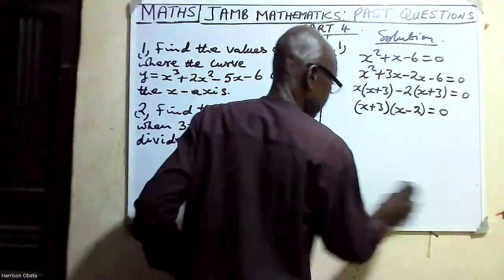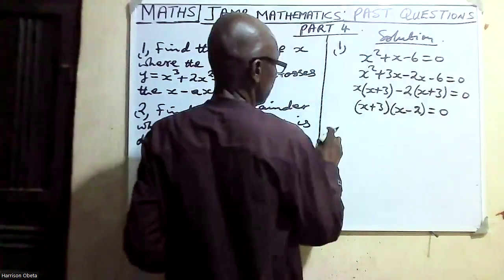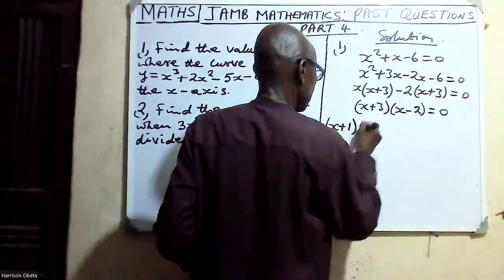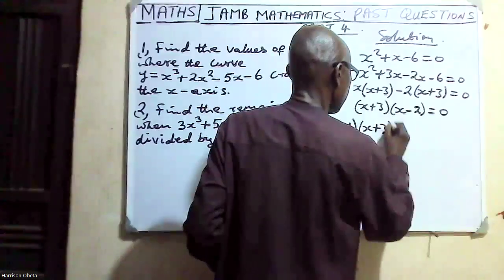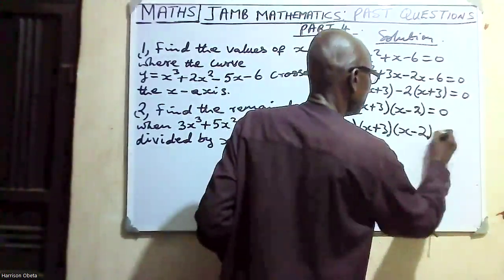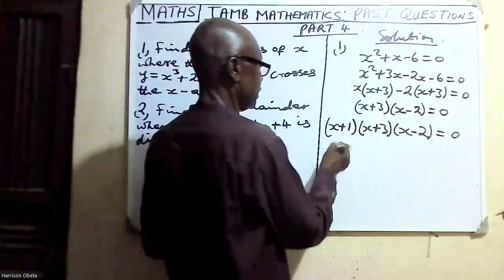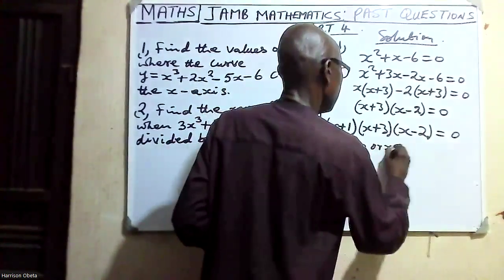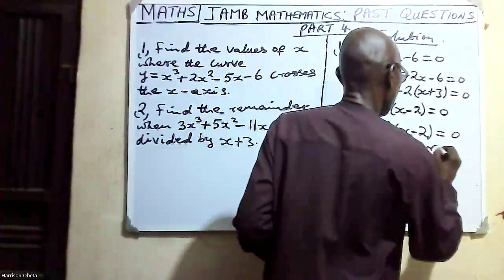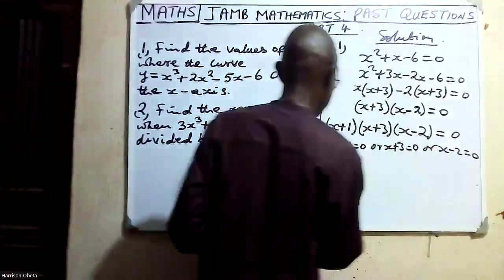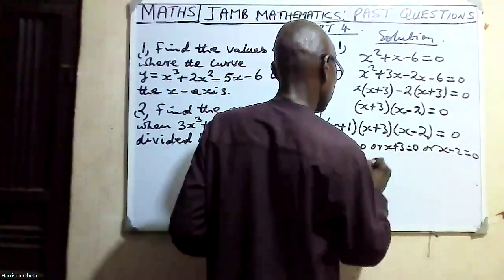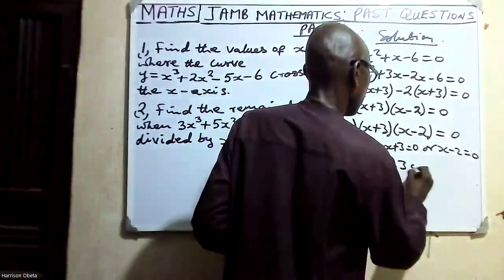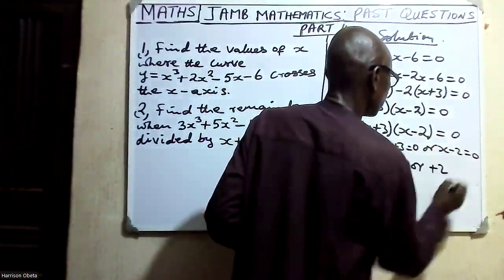So now we are to bring all the factors together. That will enable us to find the values of x. So remember, our first answer was x plus 1 into x plus 3 into x minus 2 equal to 0. And from here, we can see that x plus 1 is either 0 or x plus 3 equal to 0 or x minus 2 equal to 0. Therefore, x is either minus 1 or minus 3 or plus 2.